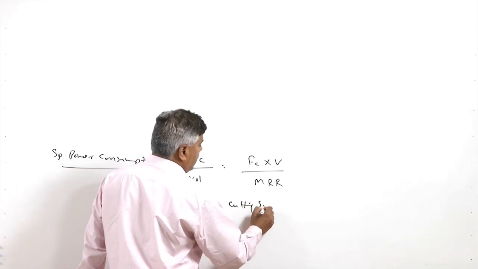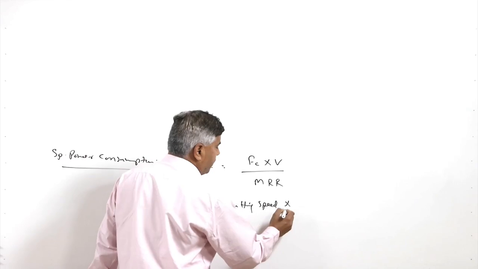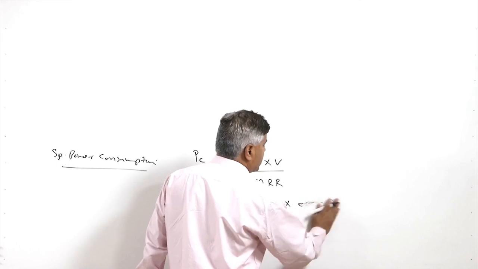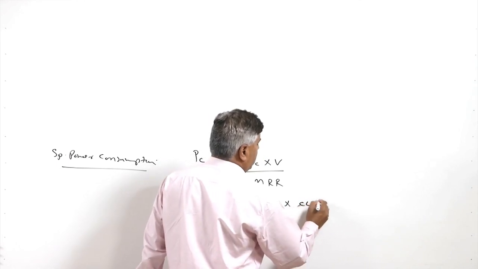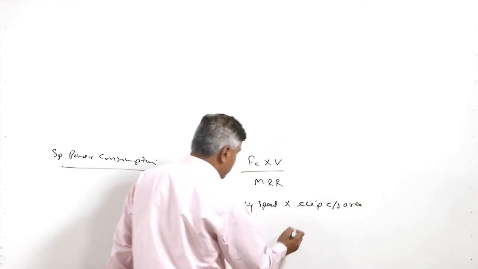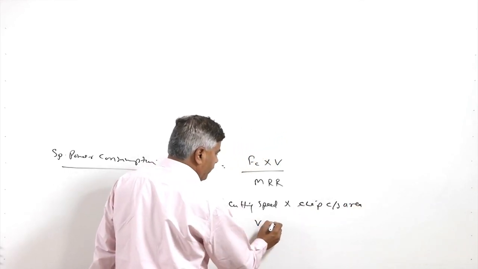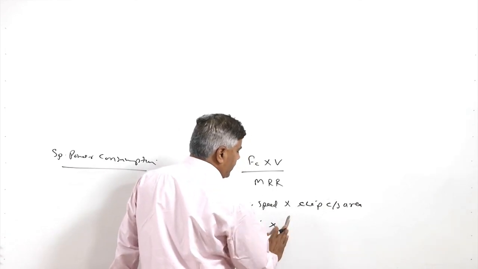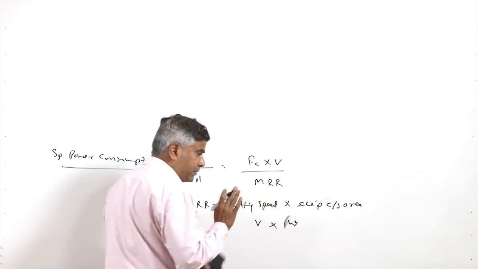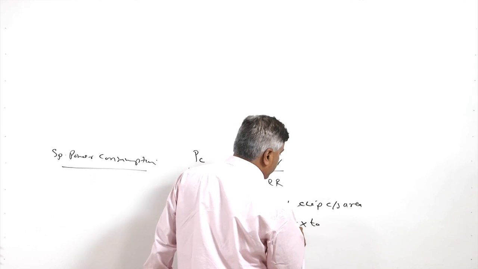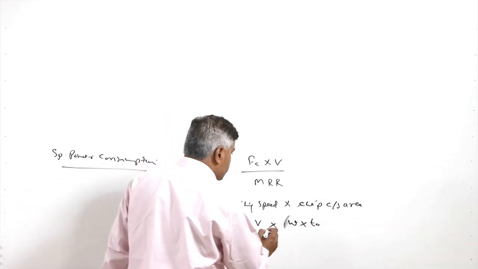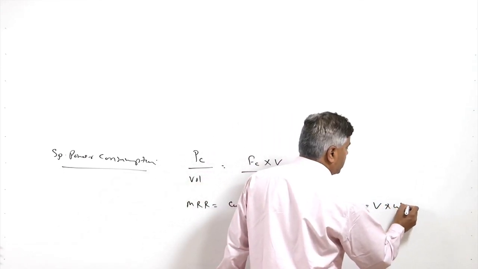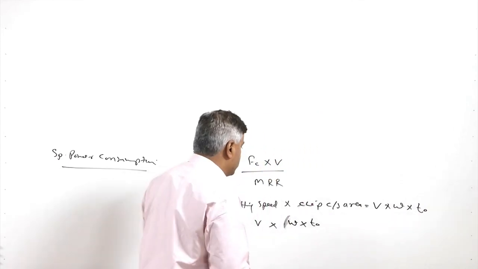Metal removal rate can be obtained from the cutting velocity multiplied by the uncut chip cross-sectional area. Cutting velocity is V, and the chip cross-sectional area is obtained from W, the width of cut, and T naught, the uncut chip thickness. The product of these will give us the value of the MRR: V multiplied by W, the width of cut, and T naught, the uncut chip thickness.